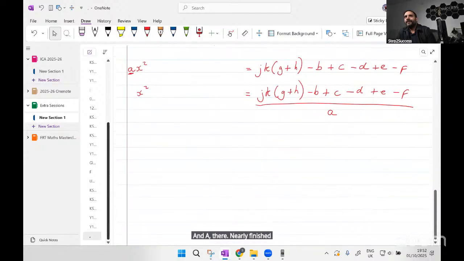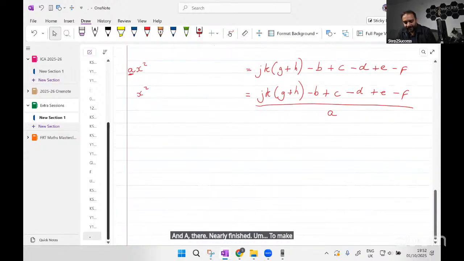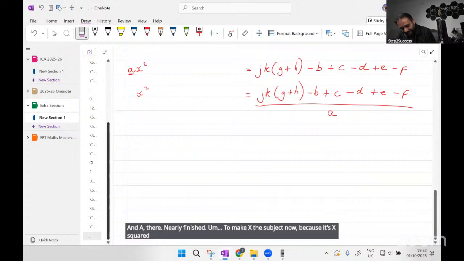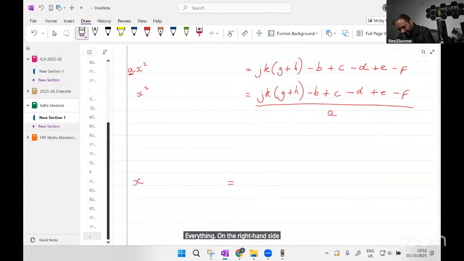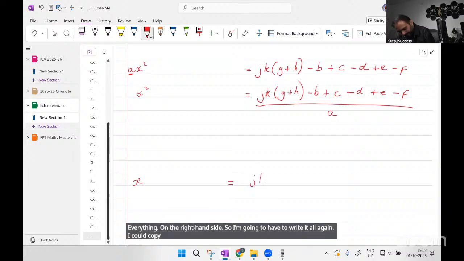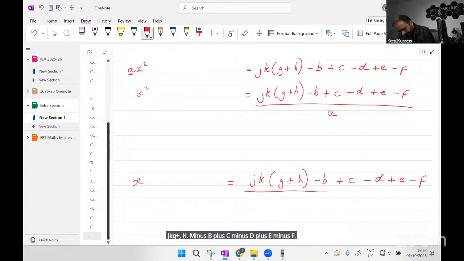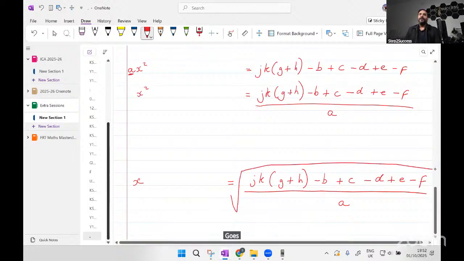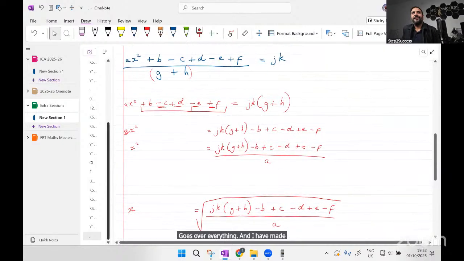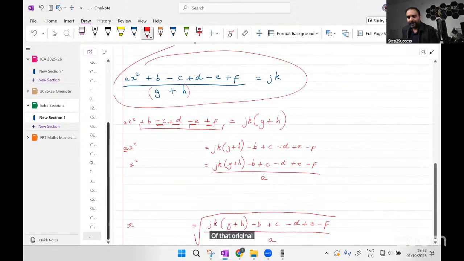Nearly finished. To make X the subject now, because it's X squared, I'm going to square root everything on the right-hand side. So I'm going to have to write it all again. I could copy and paste here, but I shall continue. JK, G plus H minus B plus C minus D plus E minus F over A, and then that square root from this squared just goes over everything. And I have made X the subject of that original equation.